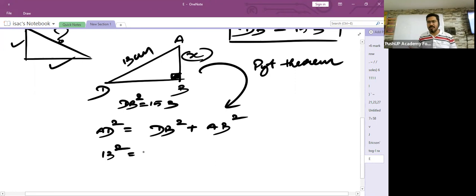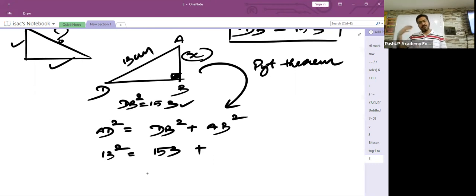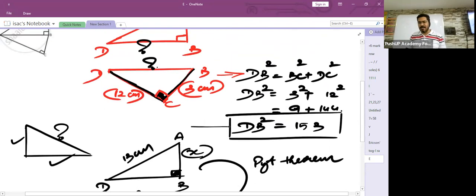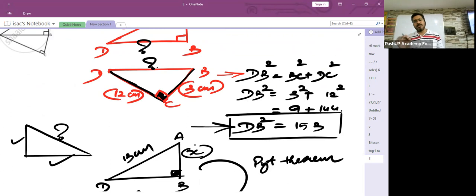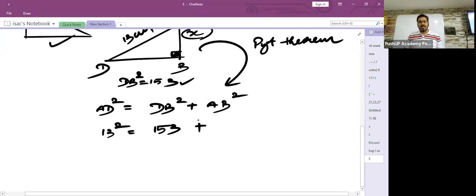I don't know the value of DB, but I know the value of DB square. How much is it? 153. Can't I directly replace it over here? Rather than first finding DB and then coming back to DB square, why can't you do it directly? Don't find DB by taking the square root of 153, it will get complicated. Just keep DB square as 153 itself, because you're going to substitute the same value in the second equation. Is it clear?